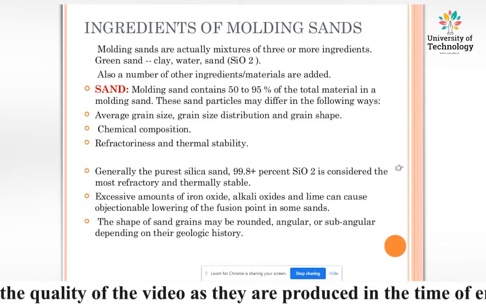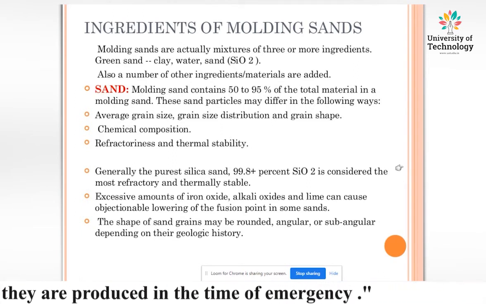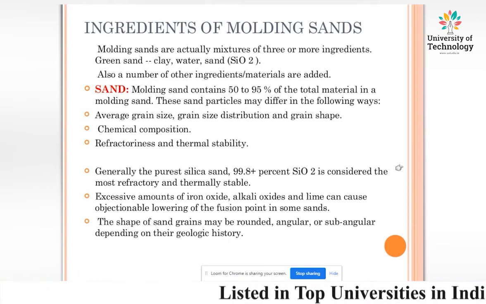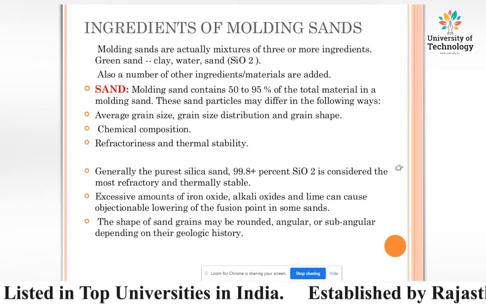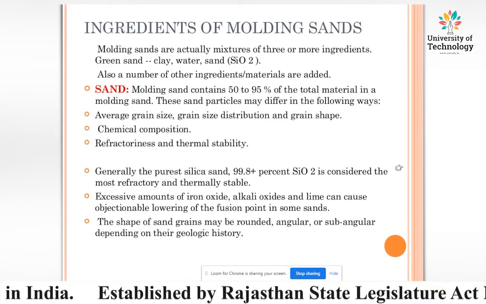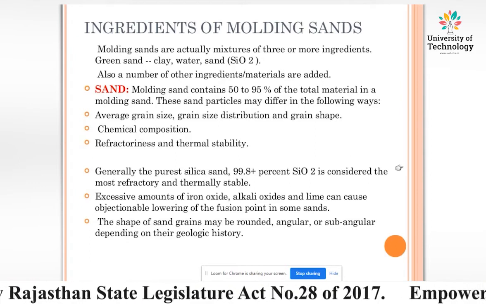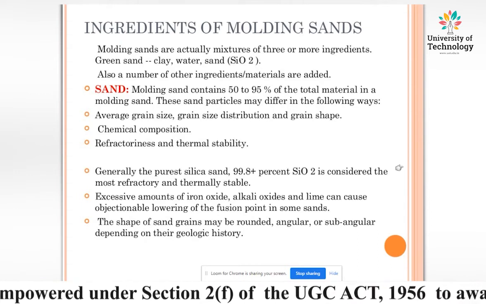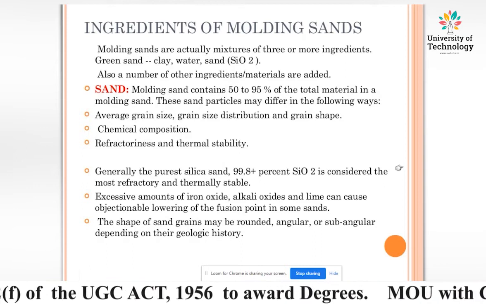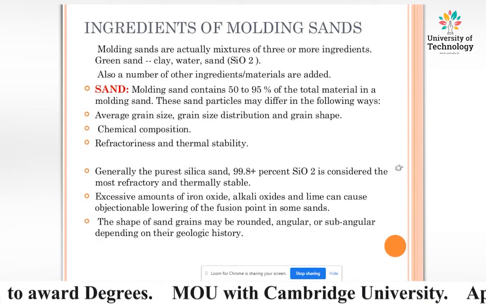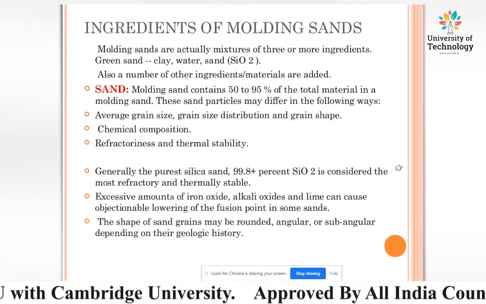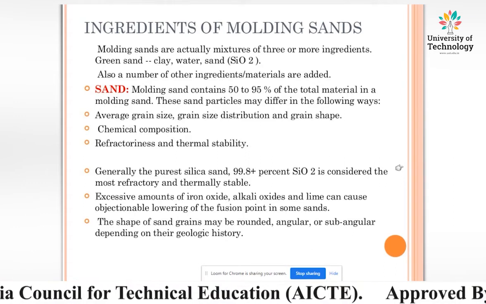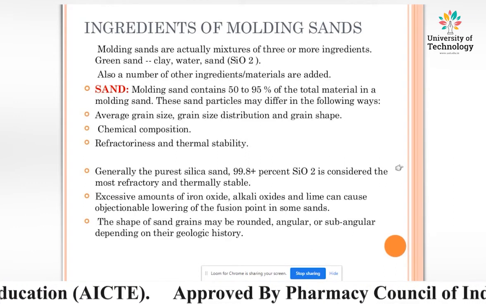Generally, silica sand with 99.8% silica, SiO2, is considered the most effective and permanent. An excessive amount of iron oxide, alkali oxides, and lime can cause objectionable lowering of the fusion point in some sands. The shape of sand grains may be rounded, angular, or subangular depending on the geologic texture.